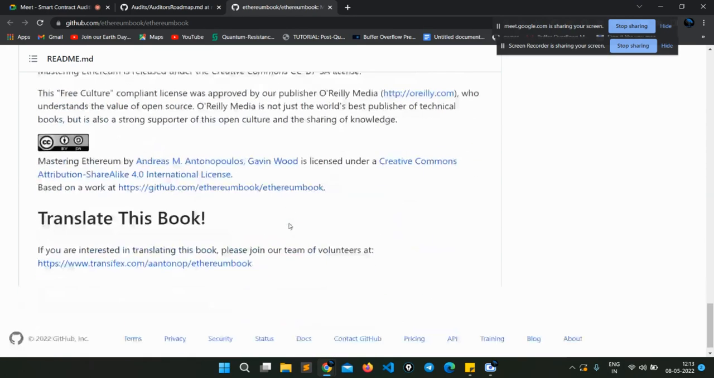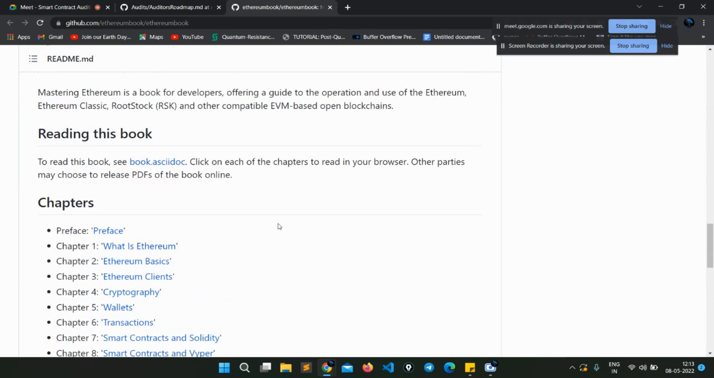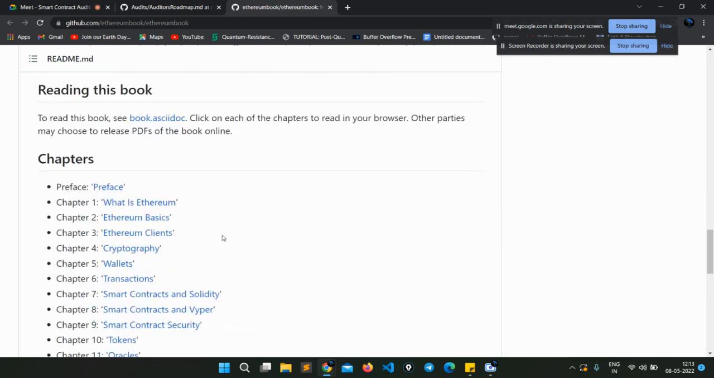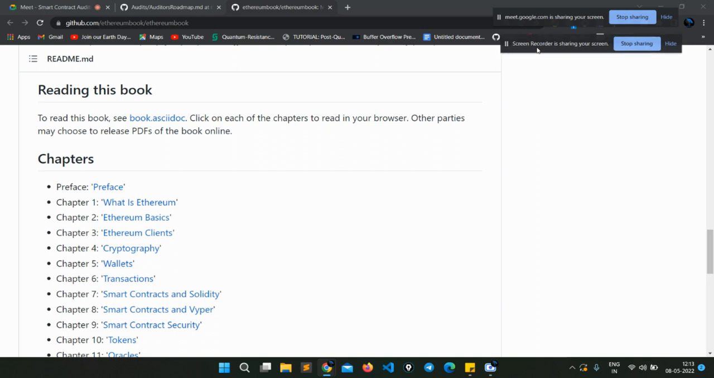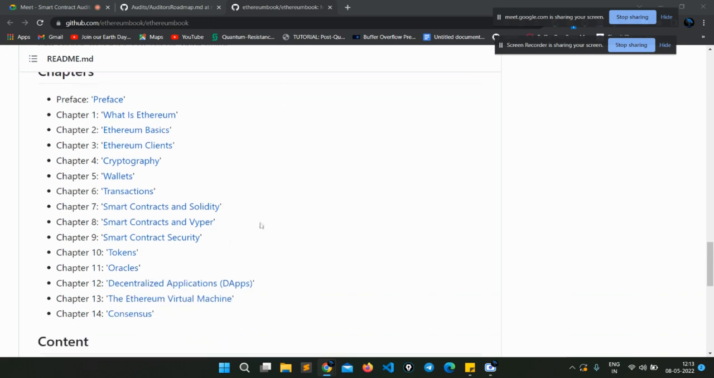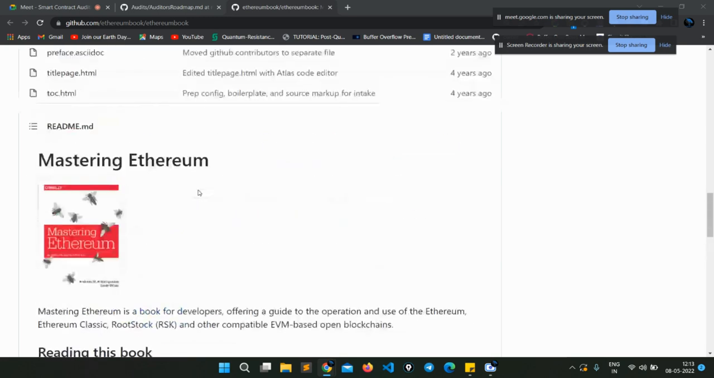So the first starting point is Mastering Ethereum, right? Covering all the details, because how would you be able to find bugs if you don't know how Ethereum works, right? So that is the very fundamental thing that is required for everyone to learn. So this is the first thing.